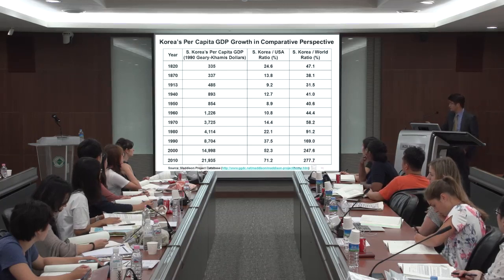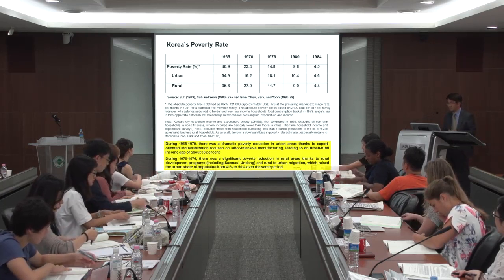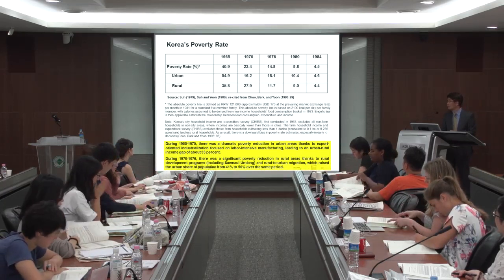So I'd like to talk about that in the next 40 minutes or so. But before going there, I'd like to talk first about Korea's poverty as well. What you just saw was per capita GDP, which is the average level of income, if you will. But to calculate poverty rate, you have to know the distribution of income and have to have household surveys.